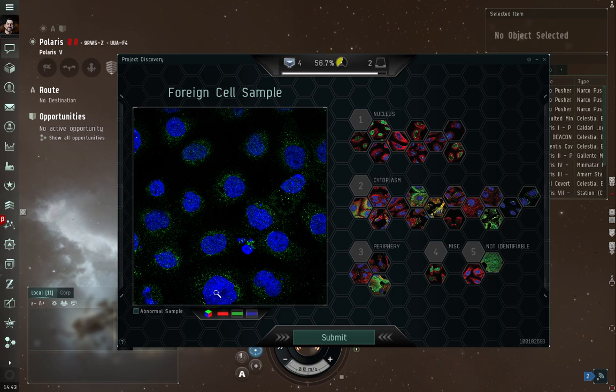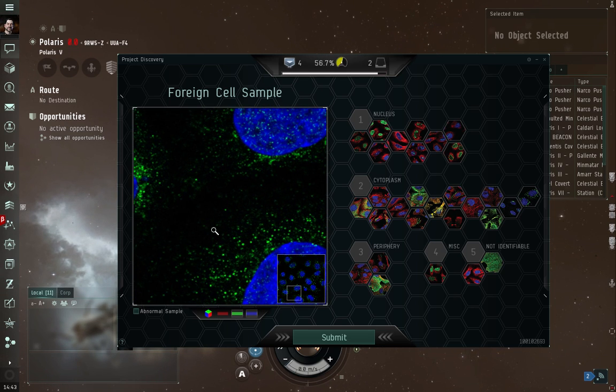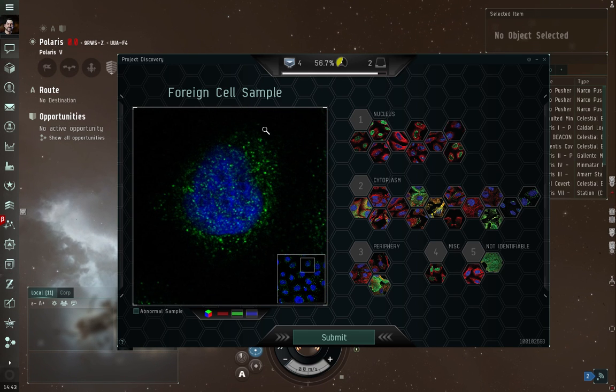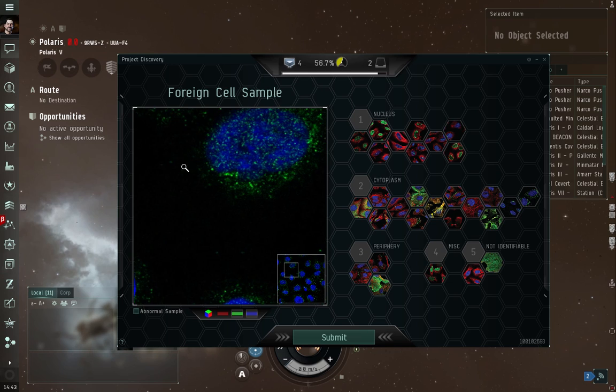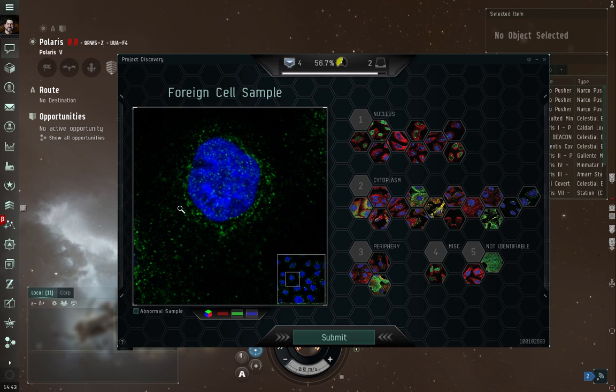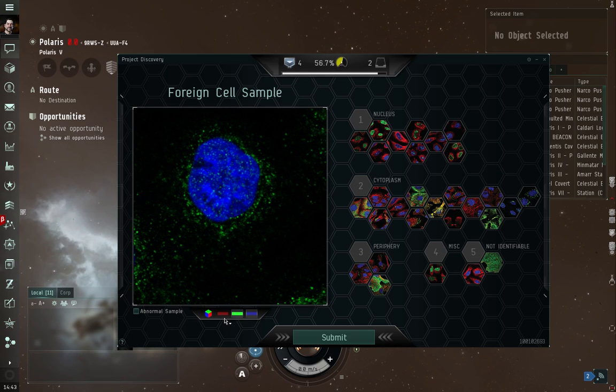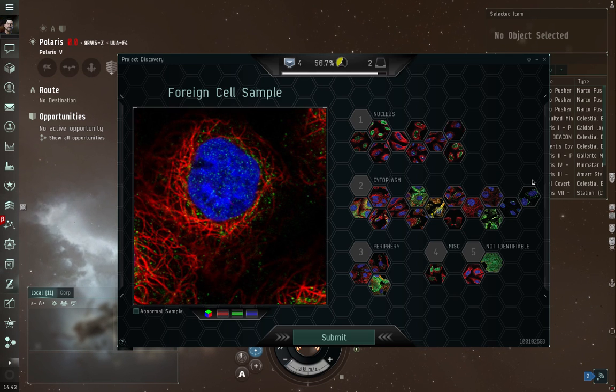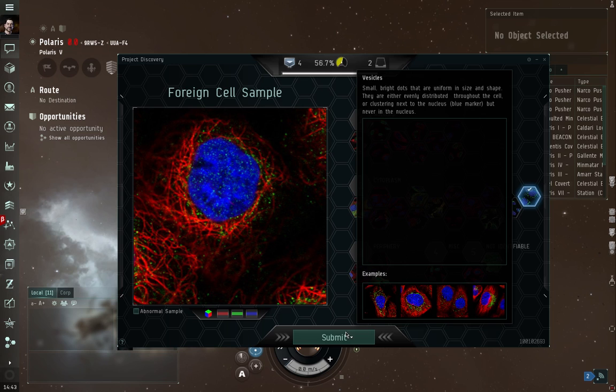But this looks like a vesicle staining to me. There are a lot of dots here, but they're pretty well spaced. It's not really filling the cytoplasm, so I wouldn't annotate cytoplasm. I'd pick vesicles for this one.